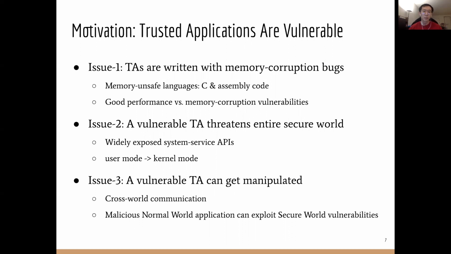Last, in recent years, several vulnerabilities prove that a normal world attacker can exploit the memory corruption inside the TA. The reason is that most commercial mobile devices allow the normal world to talk with the secure world via cross-world communication. Originally, cross-world communication is provided because some normal world applications also want to get secure world support. However, nowadays, such communication also expands the attack surface of the secure world.